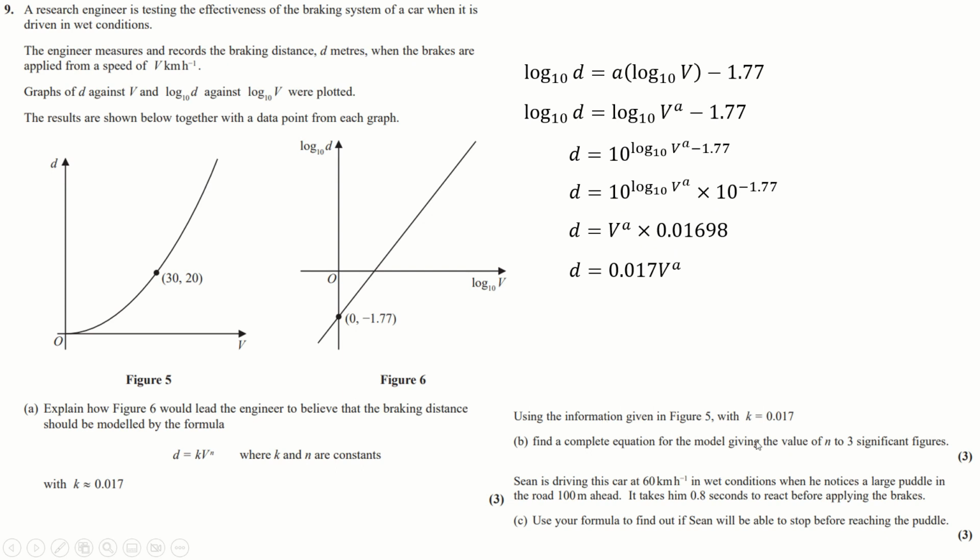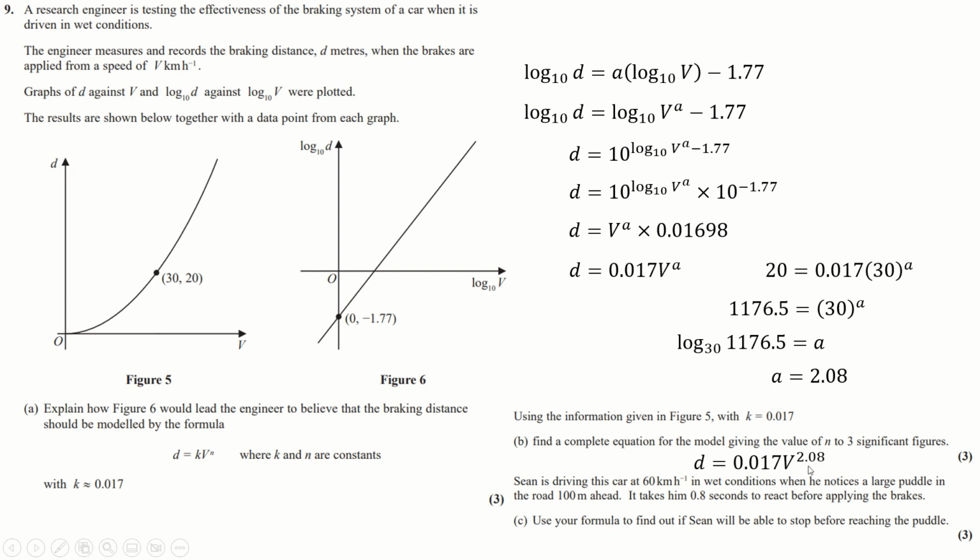Use this information to find a complete model for this based on this here. This literally tells you that when d is 20, because that's the y, v is 30. So just put that in here. Just put 20 and 30 in there. Divide by 0.017, take log of base 30 both sides, and we get a as this. And so the complete model is this here, with a as that value there.